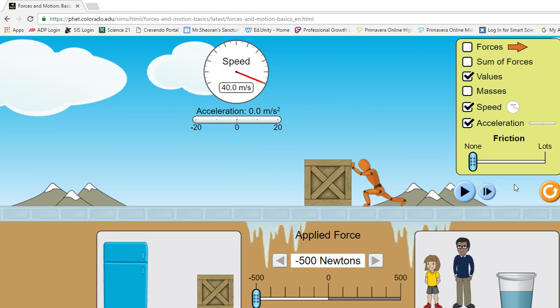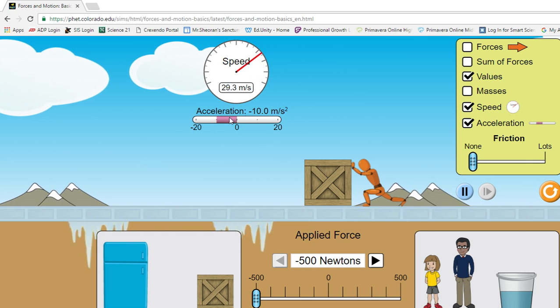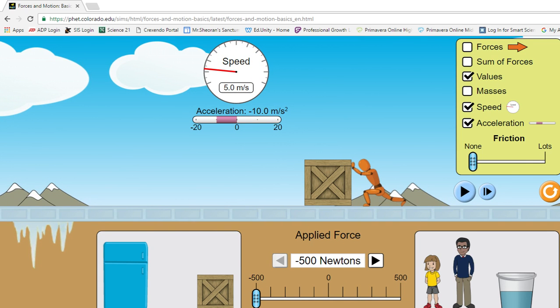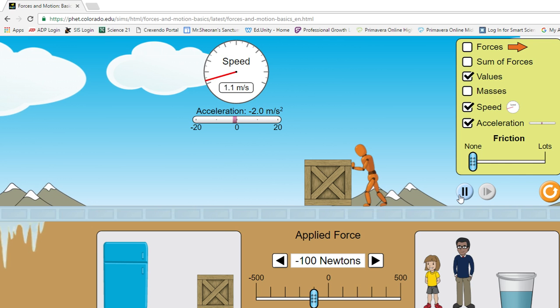So I'm going to apply a force in the opposite direction. Notice the force has a negative value, and you'll see as the speed goes down, the acceleration itself is also a negative value. Now it goes down really fast. Now, before we reach the end here, I'm going to increment this down a little. So down to 100 newtons. Drop the acceleration down, but still negative.